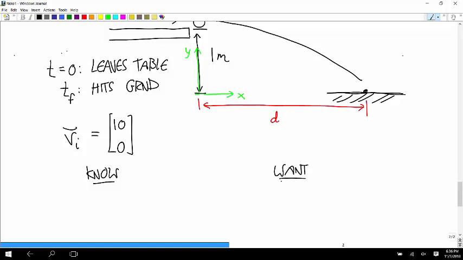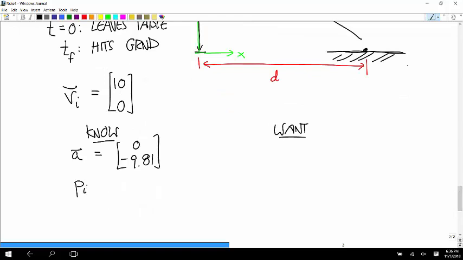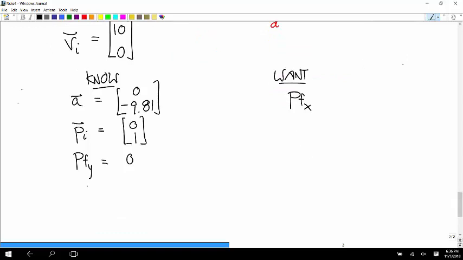Okay, so we don't know time final. It's a free fall problem, so the acceleration is 0, negative 9.81. The initial position is 0, 1. The final position, you could say that we know PFY, that's 0 because it lands on the ground, and we want to find PFX. The initial velocity is 10, 0, and we don't know the final velocity.